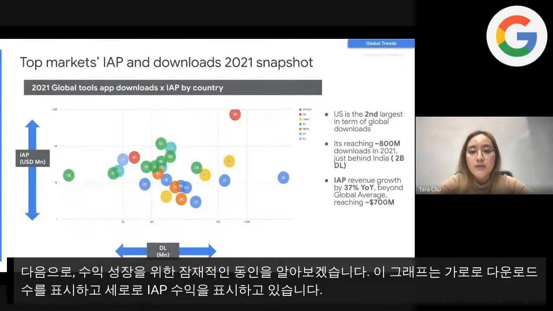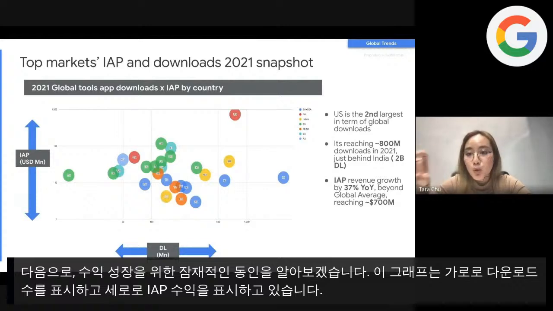Now I want to share with you guys the overview of downloads, another indicator for our ads funded business. On the right hand side here is the representation for downloads, and the left hand side is IAP in millions, and downloads also indexed in millions. And this is data from last year across countries globally.